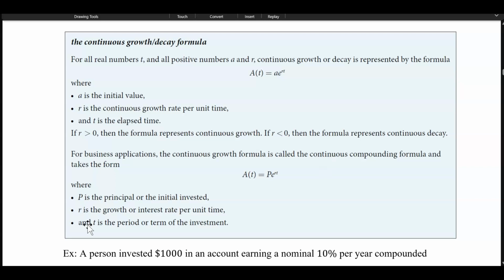All right, so for now, let's go ahead and pause there. I'll do the continuous growth and decay formula in another video.